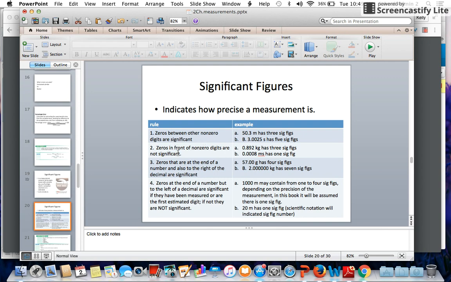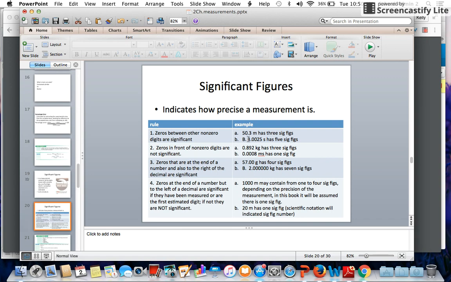Okay, the rules. Number 1, zeros between other non-zero digits are significant. So non-zero digits are any number that's not 0, and zeros are obviously zeros. So if you have a number and you have zeros in between non-zero numbers, you count the zeros as significant because they're kind of placeholders there. So whenever someone was measuring this, they knew that the ones place right here was a 0 before they measured 0.3. So that's why it's significant.